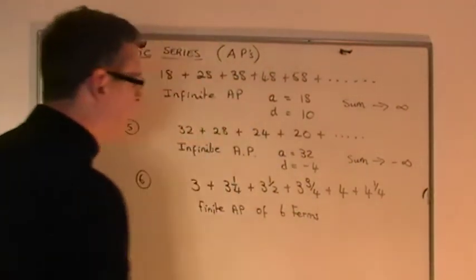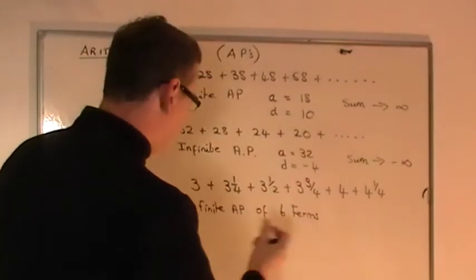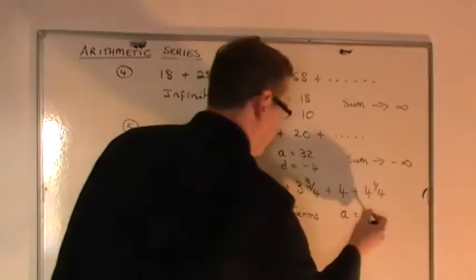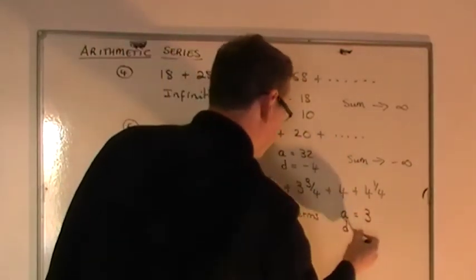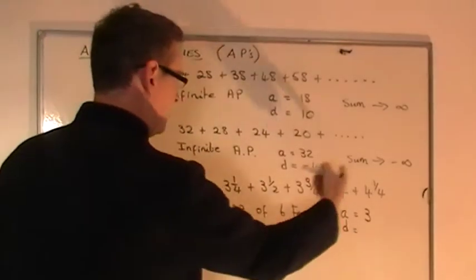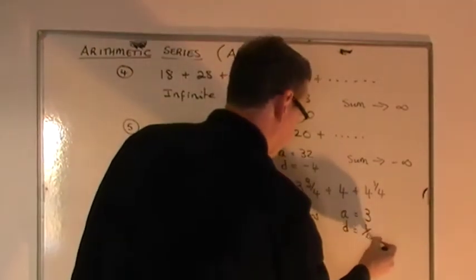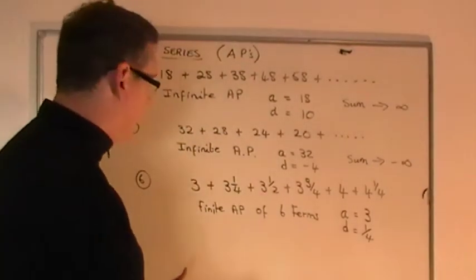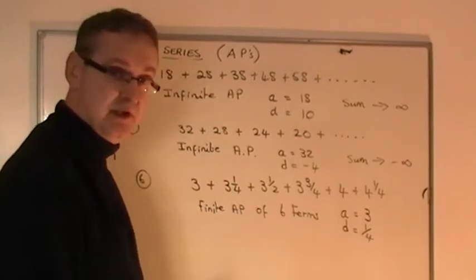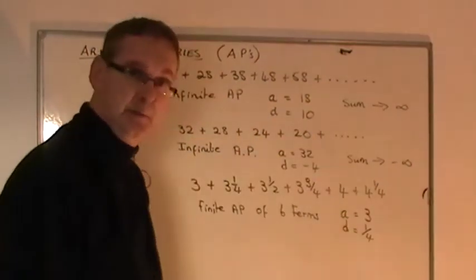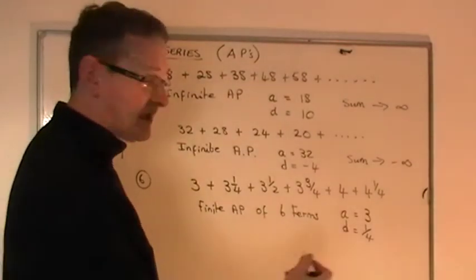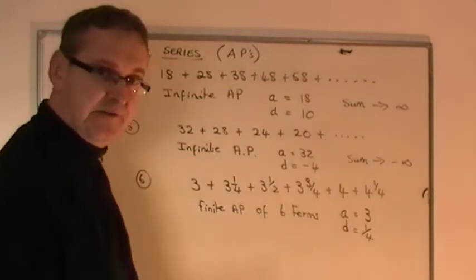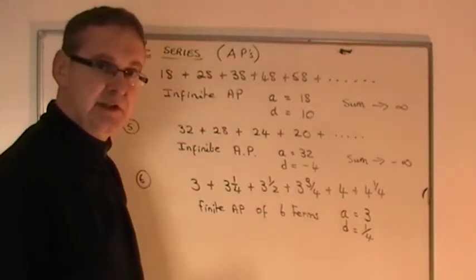6 terms. Okay. I know that the first term, which we refer to as little a in this work, is 3. And I also know that the common difference, well, it's going up by a quarter each successive term, so the common difference is a quarter. And also, if I wanted to, I could work out what the sum of those 6 terms is. I'd have to add them up, obviously, but I could write down that S6 equals and write down the actual value. One final point before I finish this short video on the introduction to arithmetic series.